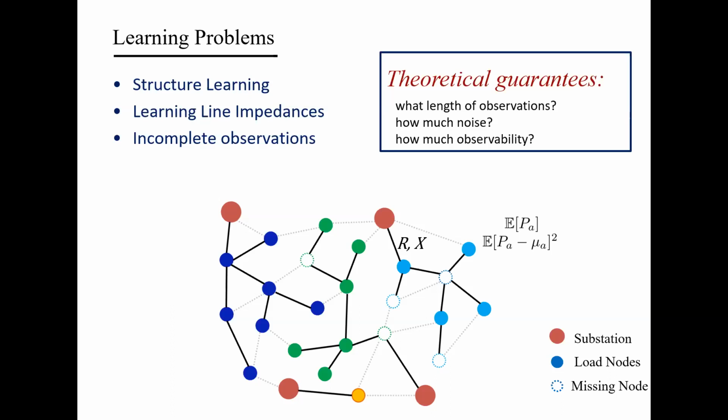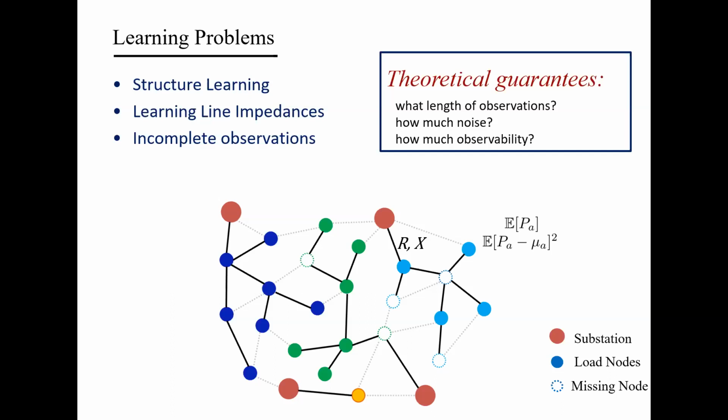That is, up till how much noise can I say this algorithm is going to work correctly? Similarly, you can say, hey, I have incomplete observations in the grid, but how many observations do I need, or how many meters do I need in the system, and how should I place them so that the learning algorithm is able to give me a theoretically verified correct answer. So these are the kind of theoretical guarantees that you talk about in this estimation context.